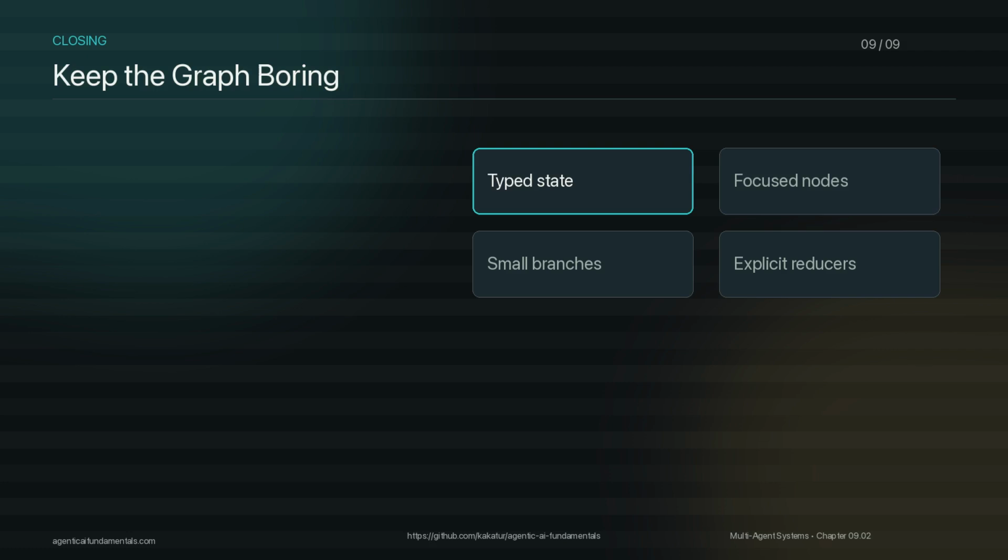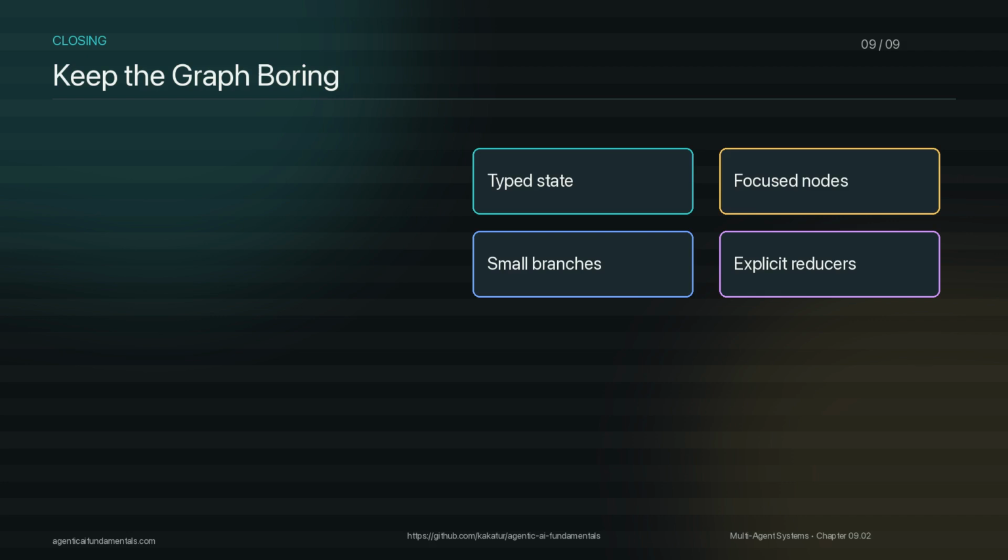Use typed state for decisions that matter. Keep nodes focused. Make branch conditions small enough to explain. Choose reducers deliberately, especially for evidence and history. Once those pieces are clear, LangGraph gives you a durable way to build agent workflows that can be resumed, tested, traced, and improved.